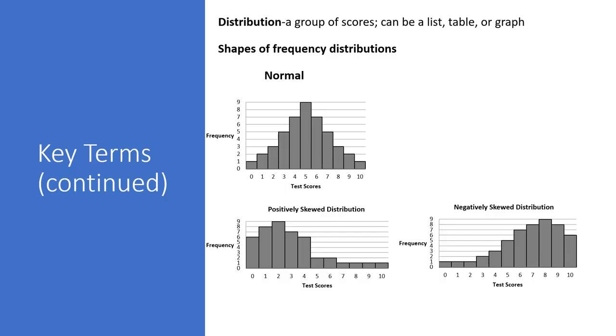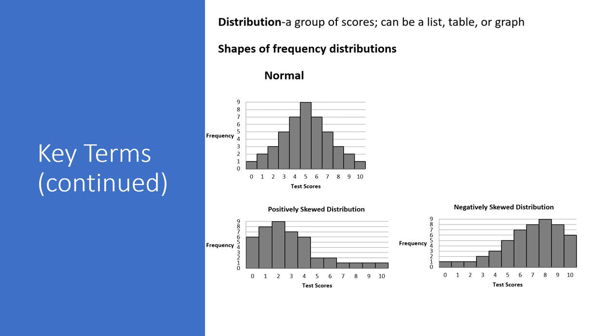So this first graph here on the upper left is a normal curve. It's peaked in the center. This is a frequency distribution curve. There are 9 people who have a score of 5. There are 5 people who have a score of 3. There's only 1 person who has a score of 0. And we could go the other side too.